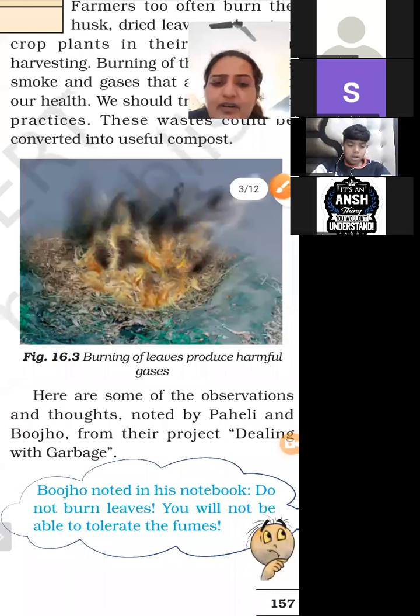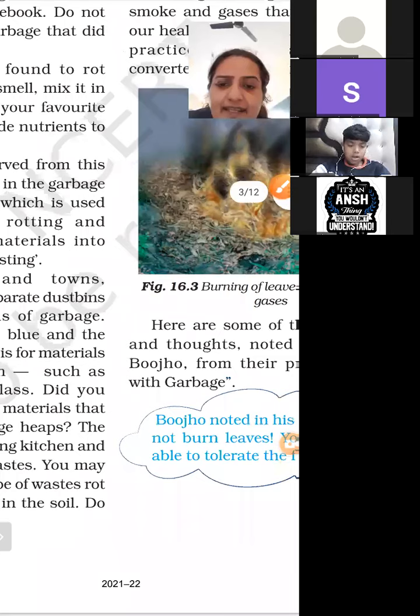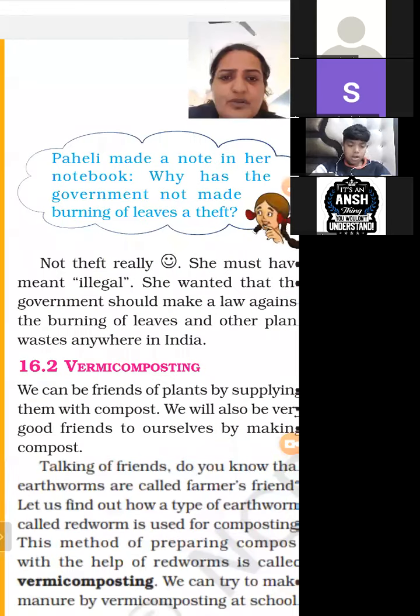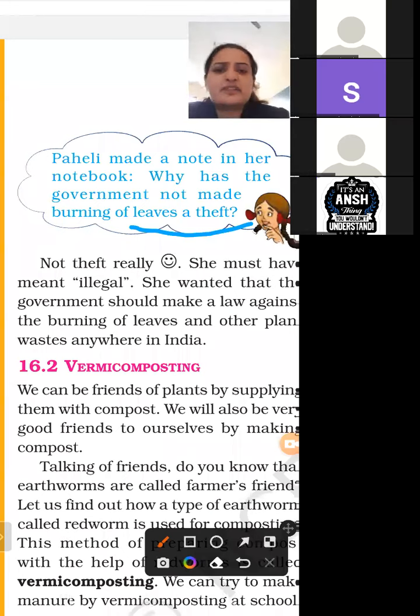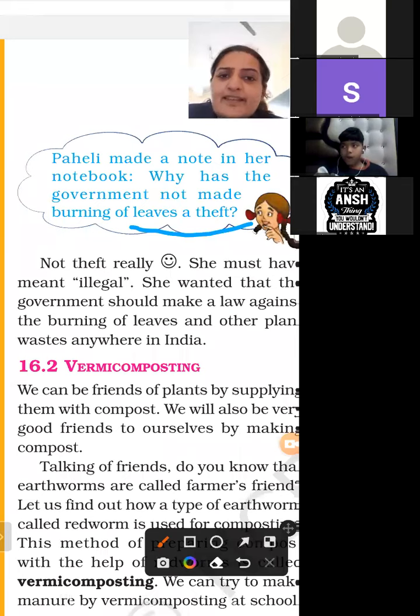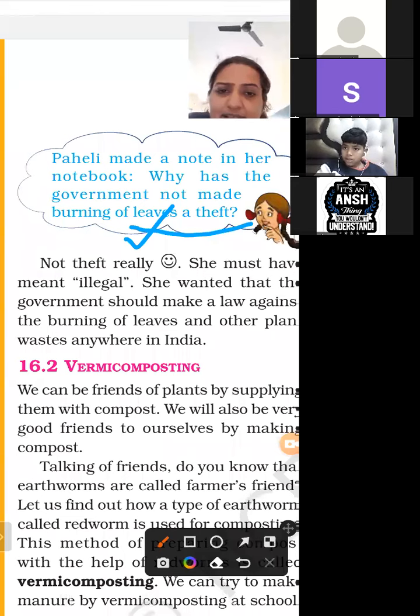हो जाता है. Paheli made a note in her notebook: why has the government not banned burning of leaves? As a thought, Paheli is asking that when burning fuel, burning of these leaves produces many gases, why does the government not ban this? अगर इसमें से इतनी ज्यादा गैसेस निकलती हैं, तो गवर्नमेंट इसको बर्निंग ऑफ लीव्स को बैन क्यों नहीं कर देती? Not half really, she must mean illegal.